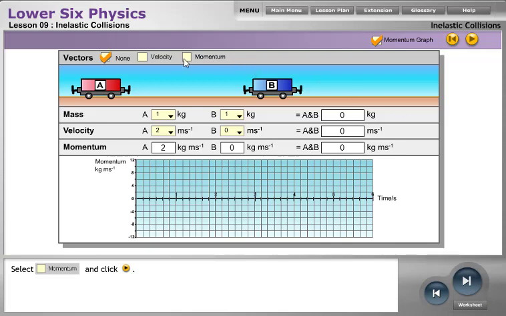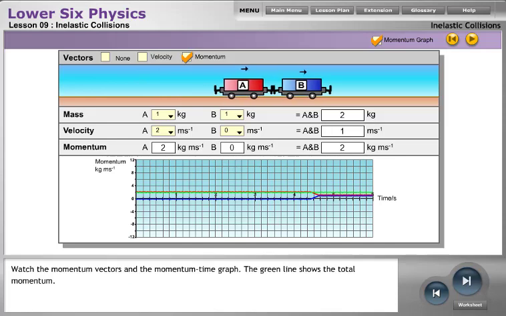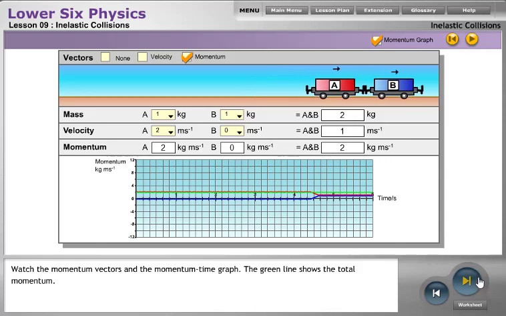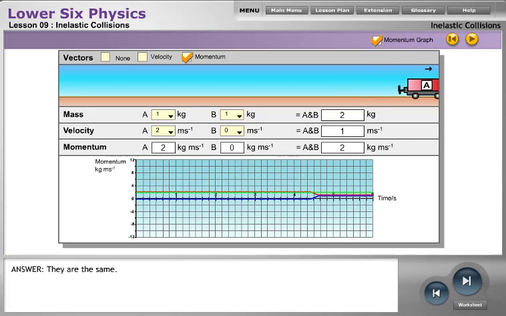Select Momentum and click Start. Watch the momentum vectors and the momentum time graph. The green line shows the total momentum. What do you notice about the total momentum before and after the collision? Answer: they are the same.